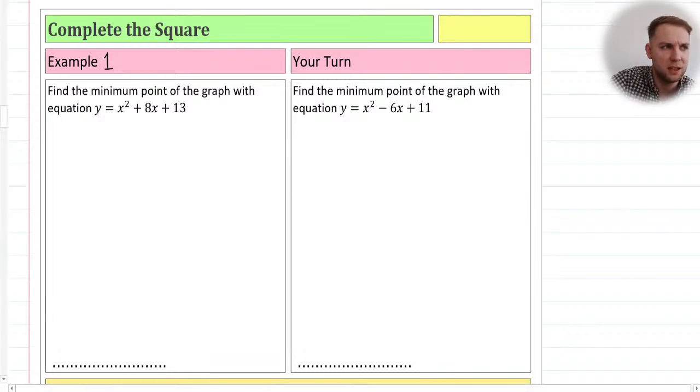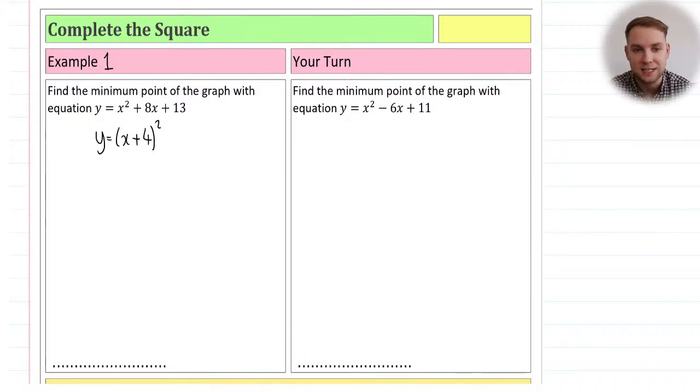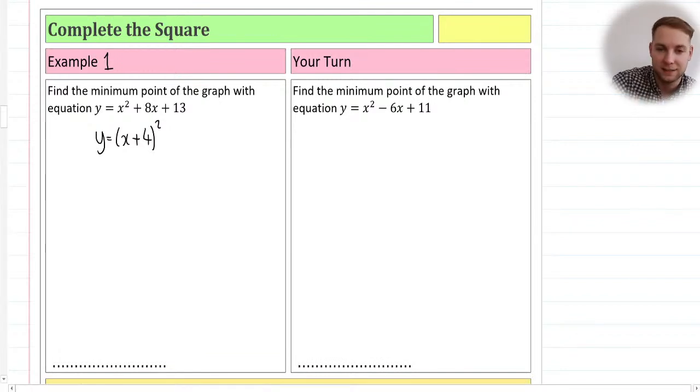So the first thing that you'll need to do is you halve that middle number, put it inside a bracket added to x, and then square it. So half of the middle number is 4. So this is going to be y is equal to x plus 4 all squared. Then we square the number inside that bracket and subtract it outside from that last value, which is 13. So 4 squared is 16.